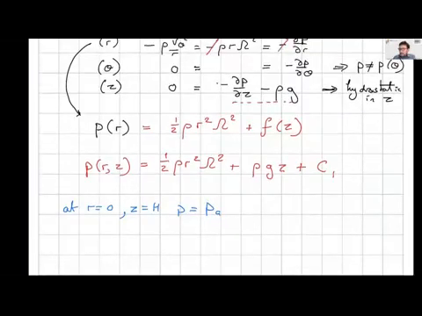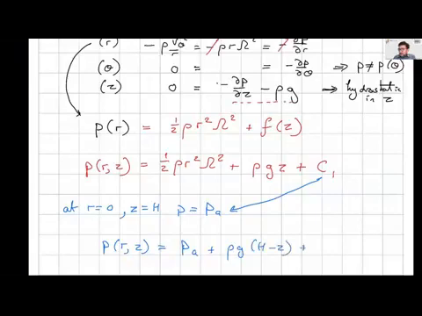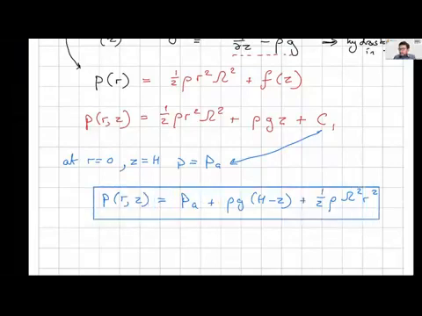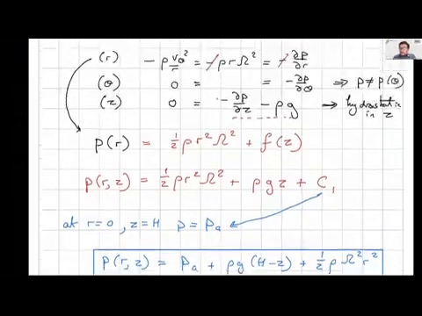So when I use that to evaluate the constant, I'll finally get that the pressure as a function of r and z is equal to the atmospheric pressure plus rho g times (h minus z) plus 1/2 rho omega squared r squared. And that gives me a final expression for the pressure field in this problem. The question you might ask is, what is the shape of the surface?